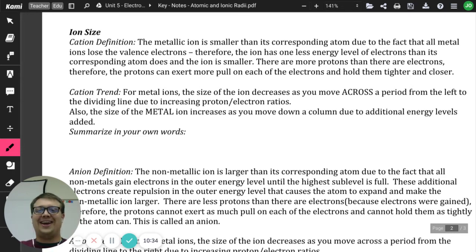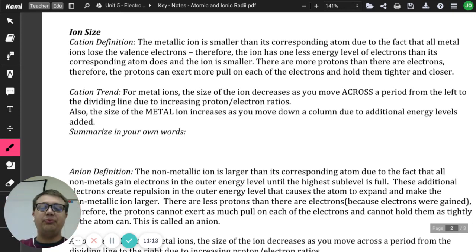Whereas if I have 12 hands and I have 10 puppies, those 12 hands are going to keep those puppies in closer together. Why? Because those puppies aren't able to freely move around, right? They've all got hands on them, keeping them from moving around. Okay? So for ion size, essentially, if I'm talking about a metallic ion, which is going to be losing electrons, the size is going to get smaller because I've got more protons or hands holding on to those electrons or puppies, keeping them closer in.